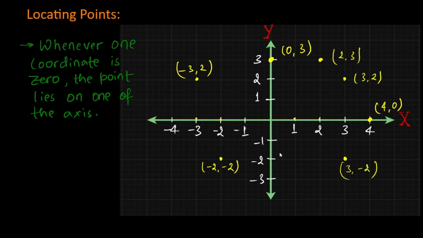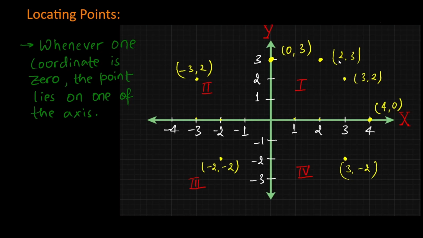Now notice one more thing. Look at both axes, x-axis and y-axis. These axes divide this whole plane into 4 regions. This is the first region, this is the second region, this is the third region, and this is the fourth region.